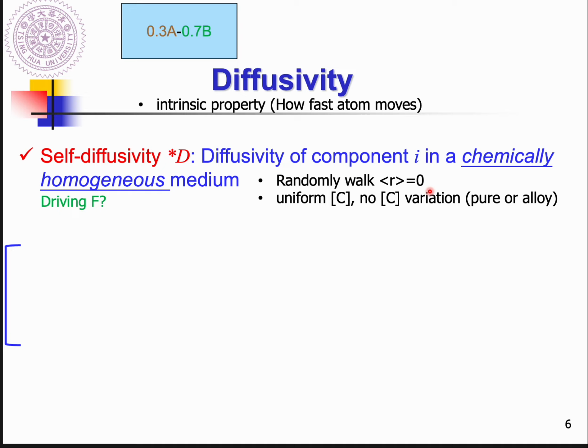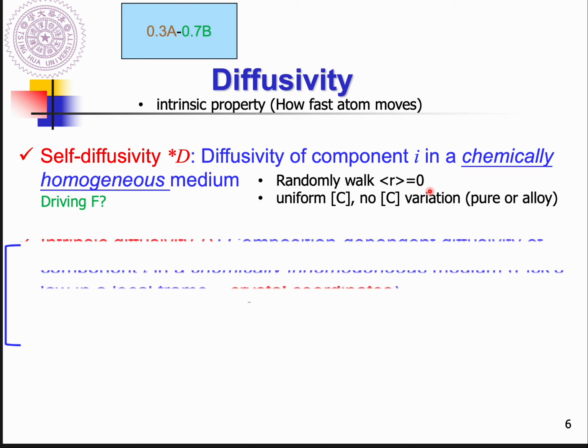But totally, if you observe for a very long period of time, the average displacement equals 0. Okay, this is diffusivity actually. We call it self-diffusivity, D star.